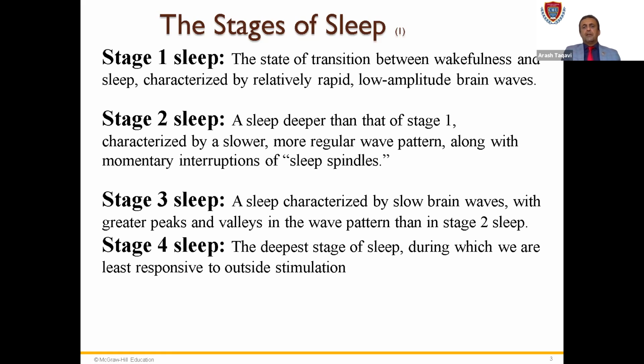Stage 1 is the state of transition between wakefulness and sleep, characterized by relatively rapid, low amplitude brain waves. We have 4 types of brain waves: delta, theta, alpha, and beta. The acronym is DTAB: D for delta, T for theta, A for alpha, and B for beta. At first, we see the state of transition between wakefulness, which is not that deep, and sleep.